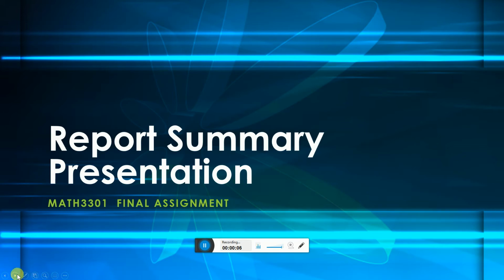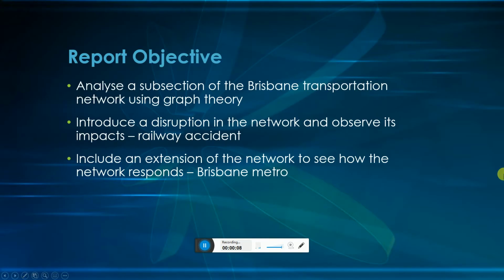The objective of this report was to analyze a subsection of the Brisbane transportation network using graph theory, to introduce a disruption in the network and observe its impacts, which we will do via a railway accident which disables railway lines, and to include an extension network to see how the network responds, which we'll do via the Brisbane Metro.